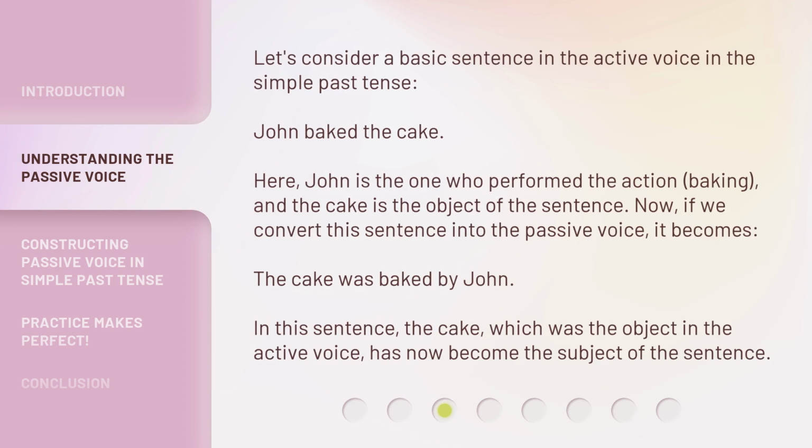Let's consider a basic sentence in the active voice in the simple past tense. John baked the cake. Here, John is the one who performed the action, baking, and the cake is the object of the sentence. Now, if we convert this sentence into the passive voice, it becomes: the cake was baked by John. In this sentence, the cake, which was the object in the active voice, has now become the subject of the sentence.